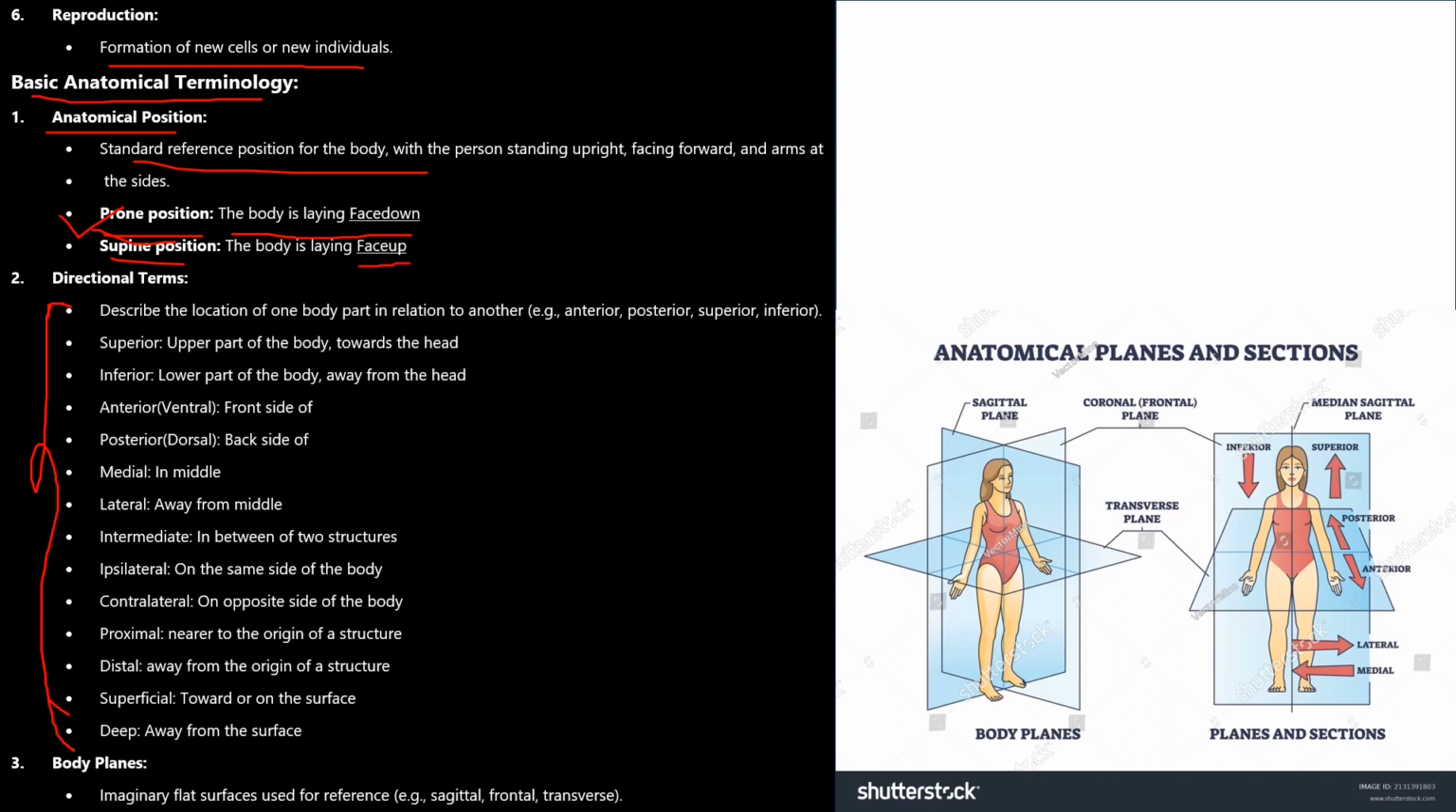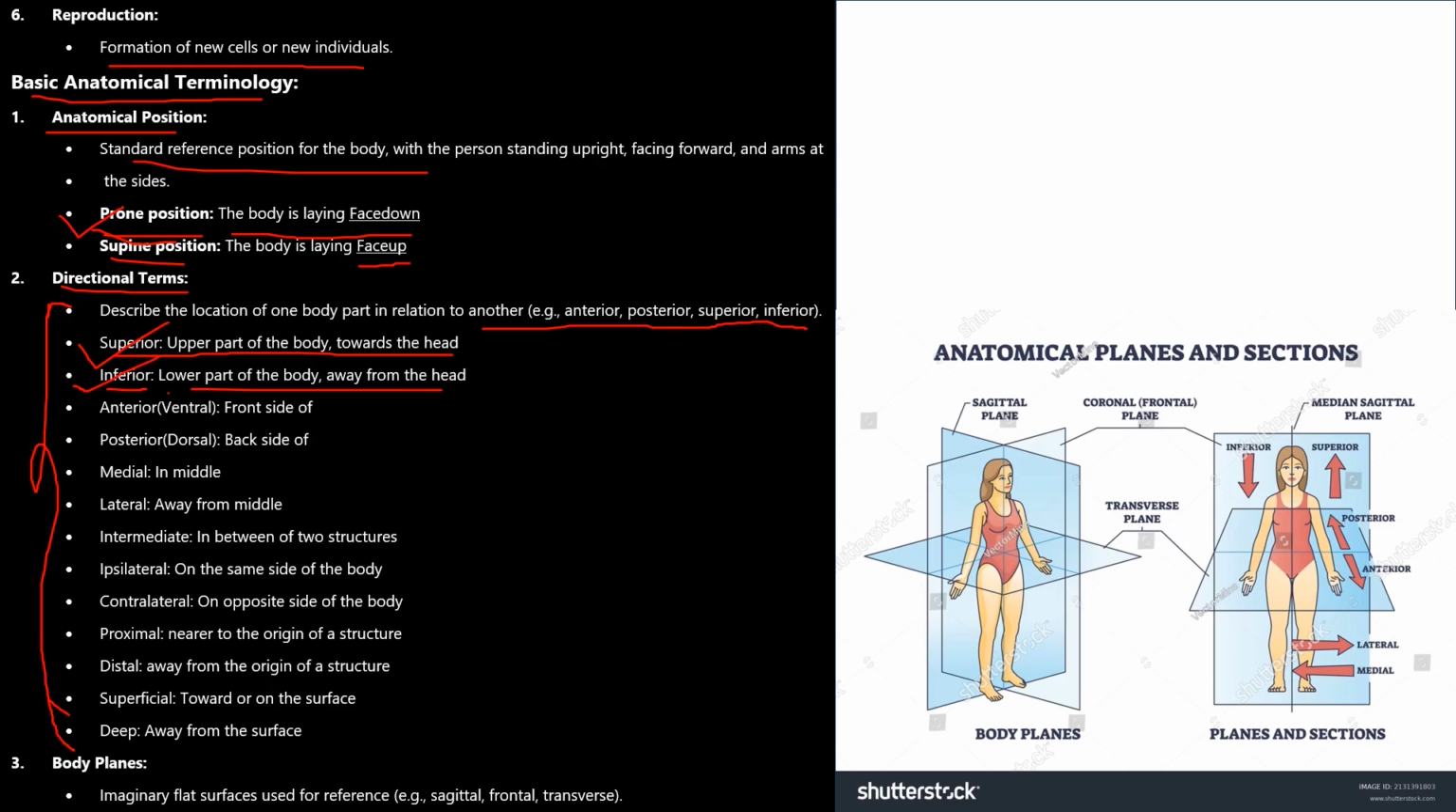Next, these are the directional terms. They describe the location of one body part in relation to another. For example: anterior, posterior, superior, inferior. Superior means the upper part of the body, towards the head. Any organ which lies on the upper part of the body, we call superior. And inferior means the lower part of the body, away from the head. If any organ is lying below in the lower part of the body, we call it inferior.